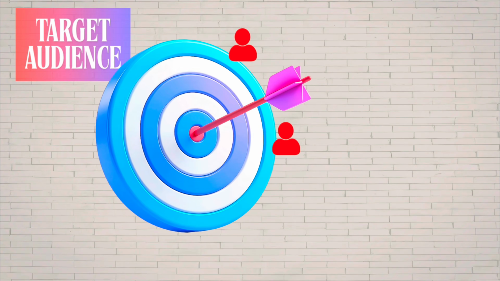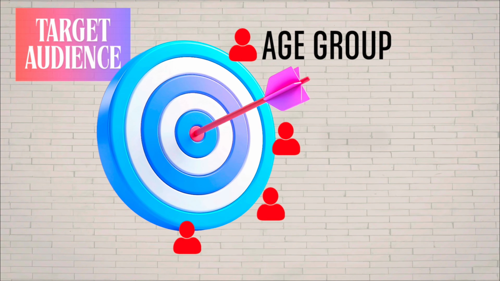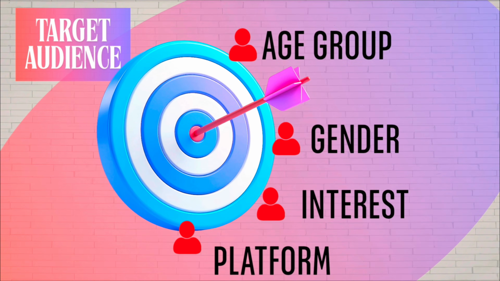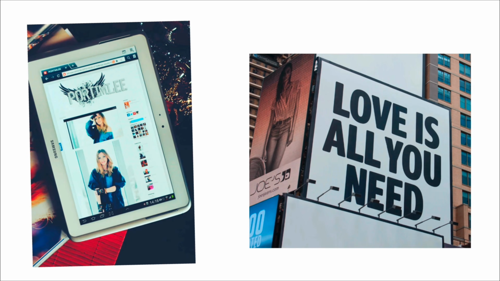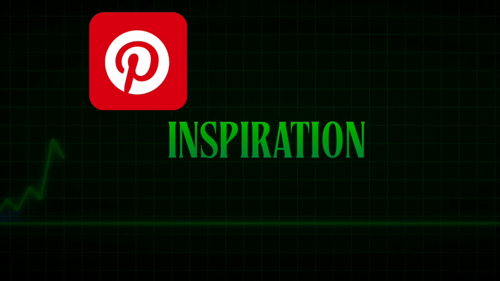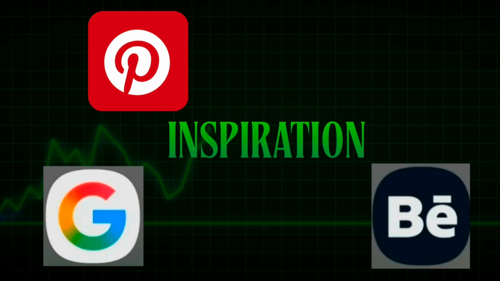Next, identify the target audience, age group, gender, interests, and platform where the poster will be used. Like a poster for Instagram is very different from a poster for a billboard. Now research inspiration. Search online using keywords related to your poster topic. Observe color schemes, font styles, layout patterns, and image usage. Do not copy. Analyze what works and why it works.